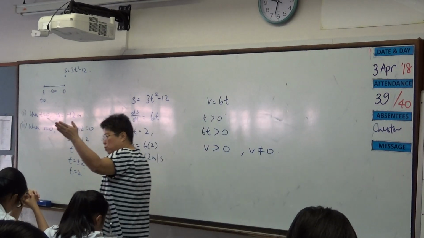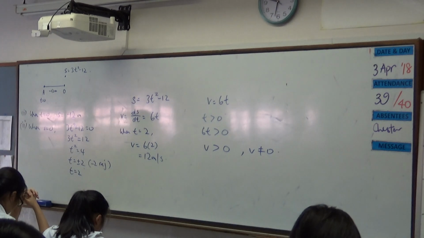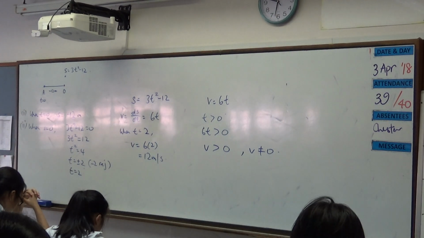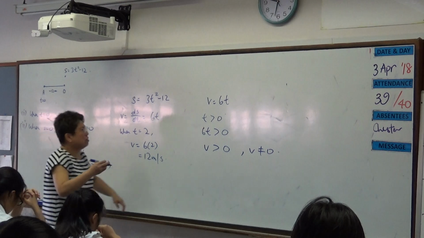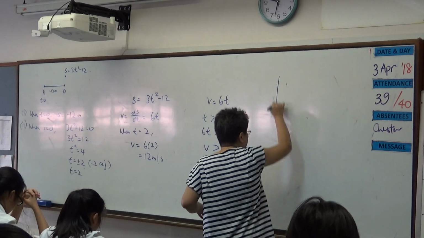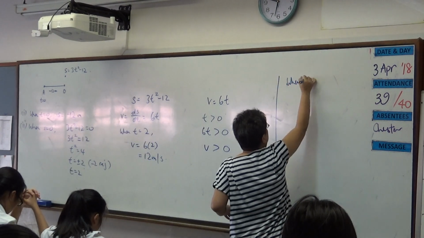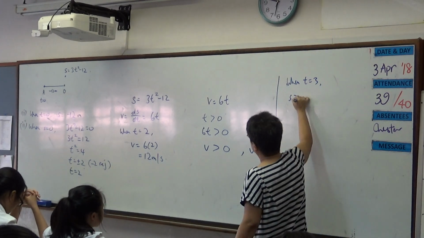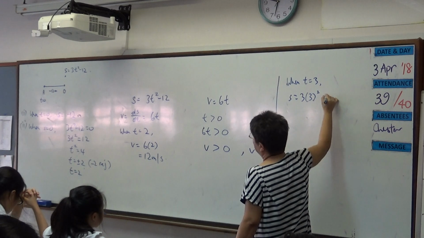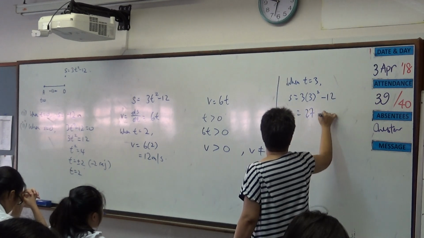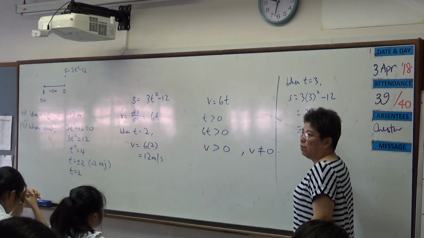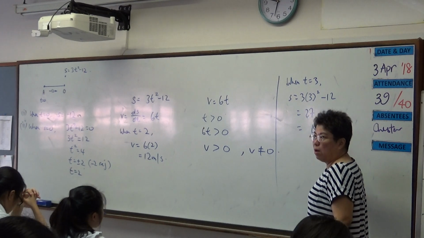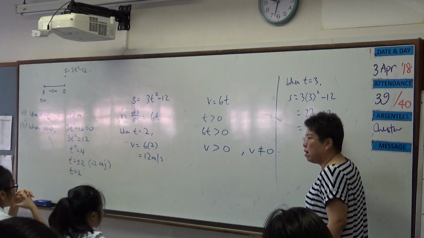In order to find average speed, what must you do? Total distance divided by total time. Okay. Time you know is 3 seconds. What is total distance? t equals 3. When t is 3, what will happen? s equals 3 squared minus 12. So this is 27 minus 12, right? Answer? 15, right? Yes, correct, 15.